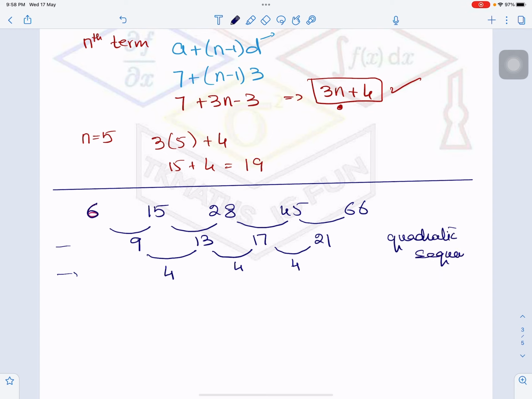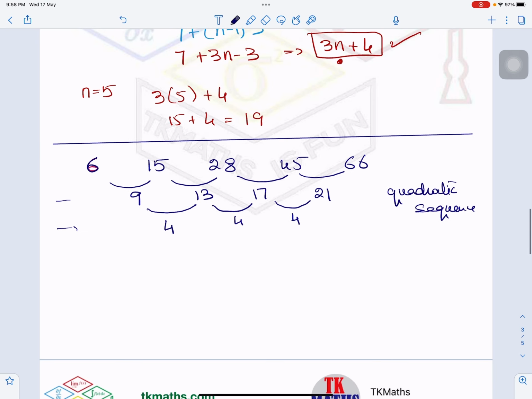Now how to find out the nth term of such type of sequence? This is what we have to find out here. So first of all, the general nth term in the quadratic sequence is an square plus bn plus c. This is a general nth term of the quadratic sequence. Now we have to find out what is a, what is b and what is c, then we will get the nth term.